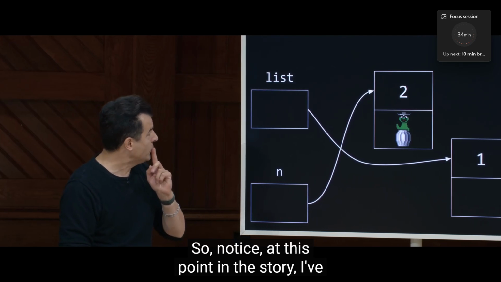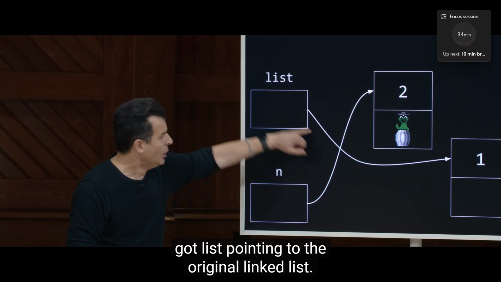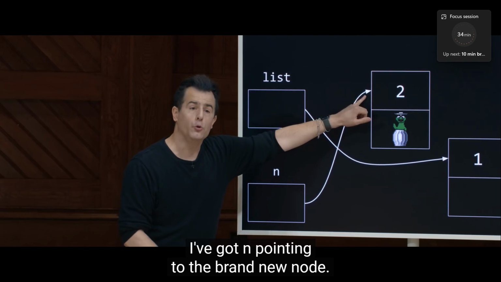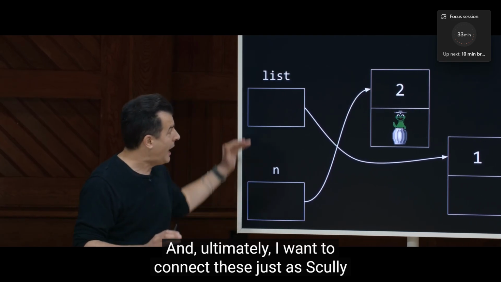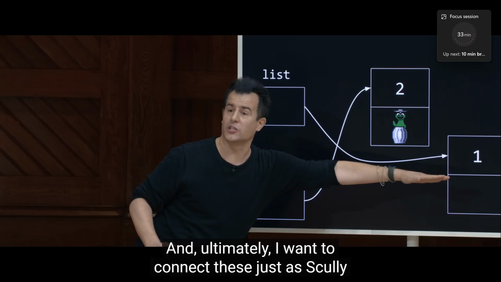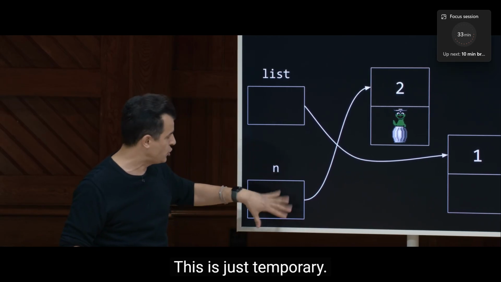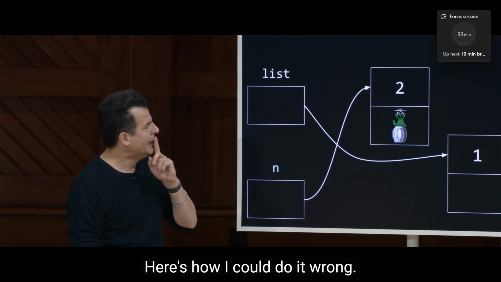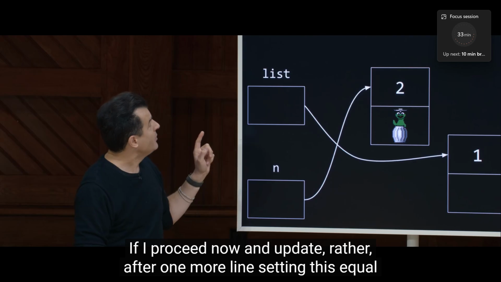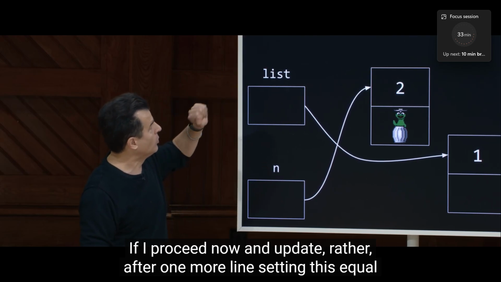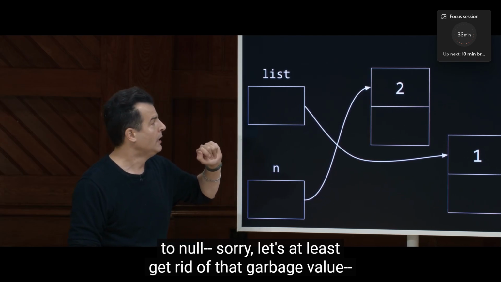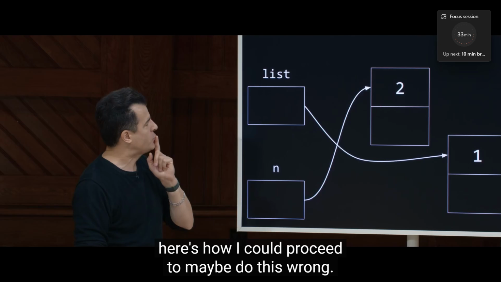So notice, at this point in the story, I've got list pointing to the original linked list. I've got n pointing to the brand new node. And ultimately, I kind of want to connect these just as Scully and I did with the strings. This is just temporary, so I want to connect these things. Here's how I could do it wrong. If I proceed now and update, after one more line, setting this equal to null, let's at least get rid of that garbage value. Here's how I could proceed to maybe do this wrong.